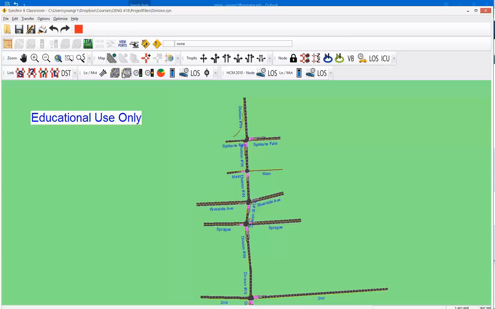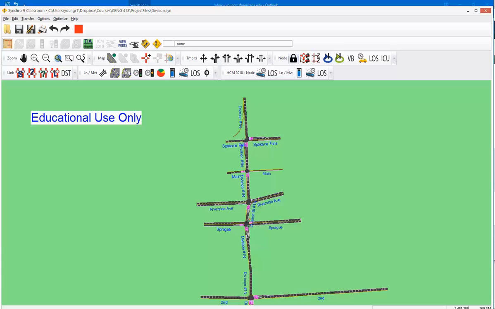So some other things that we didn't spend any time on in the last lab are some of these toolbars here, and you'll notice that one is called Node, this one is called Lane Movement, and this is Link. These are just ways of displaying the results or the input from these intersections on one map.